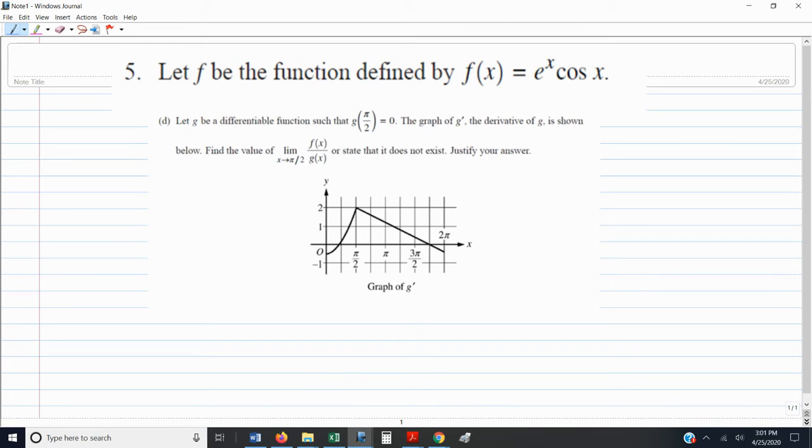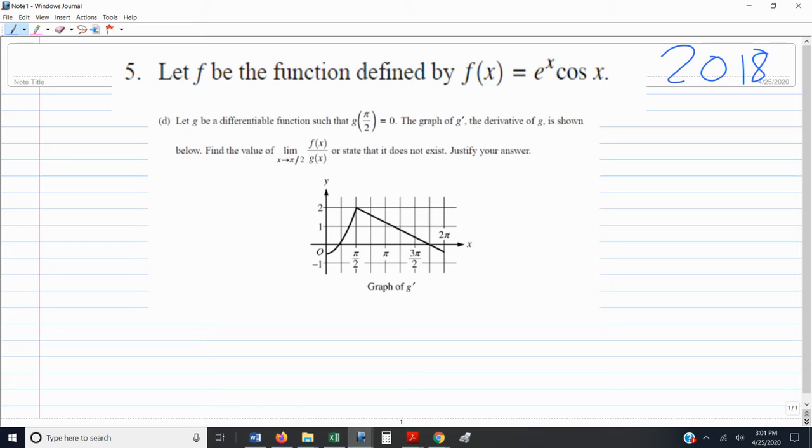Hey everyone, this is number 5 from the 2018 FRQ exam. This is part D. The stem of the question is just giving us that function f of x equals e to the x times cosine of x. Part D is introducing a new function.